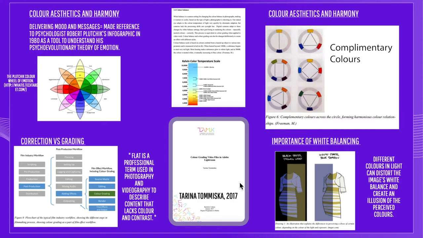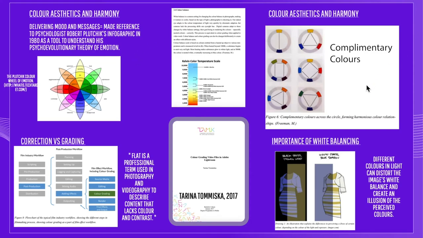So obviously colour correction is a process to make the footage look like the way in which a human eye would see it, whereas colour grading is more creating a visual mood and aesthetic. She also went through the industry workflow of colour grading, which is really interesting. She then talked about colour aesthetics and harmony, making reference to Robert Plutchik and his infographic of psychoevolutionary theory of emotion, and letting me understand that different colours have certain emotions.